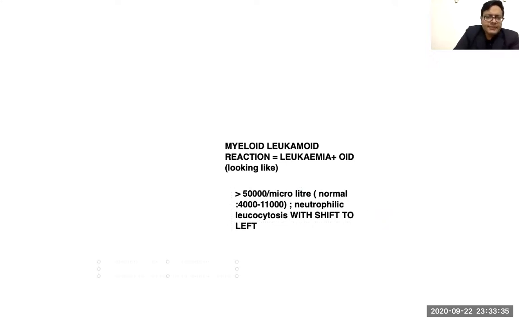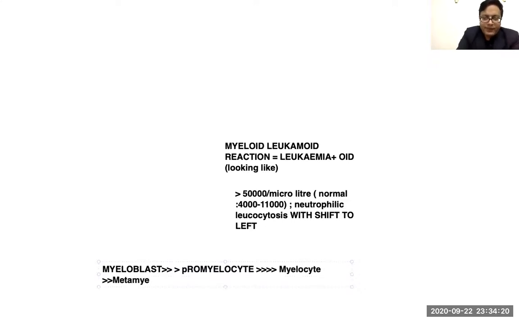Normally, if I see the series of progression of the neutrophil, how it progresses from the myeloblast stage to mature neutrophil: first there is myeloblast, then promyelocyte, then myelocyte, then metamyelocyte, band form, and mature neutrophil. It would be better to put it in a straight line, then it would be easy to explain the concept.